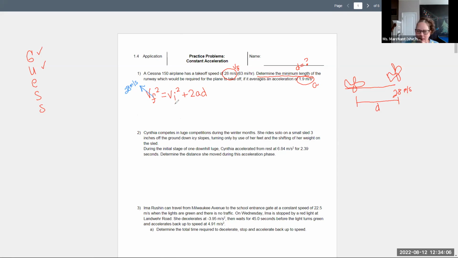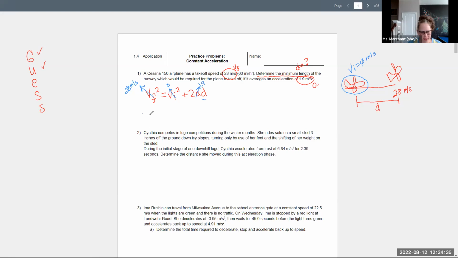Velocity initial. What do we need? Oh, what's happening right here? Velocity initial is what? It's at 0. So I can just put a 0 in here. Plus 2 times the acceleration. The acceleration is 1.9. And what am I left with? Distance. So when I solve this problem, then I would have the distance.